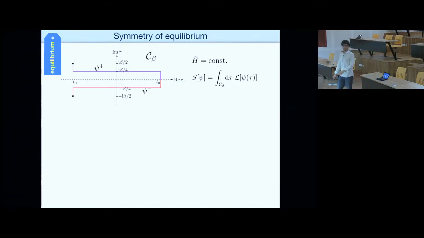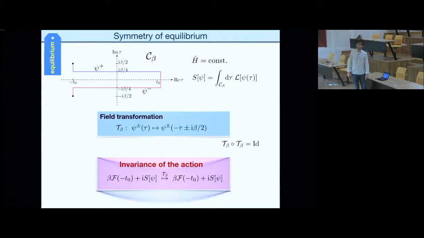And I claim that if you do the computation, the theory defined on this contour, for a constant Hamiltonian prepared in equilibrium, so really stupid, static quantum mechanics, the Keldysh action that describes what's going to happen to my system is basically the integral over this new contour of the usual Lagrangian.